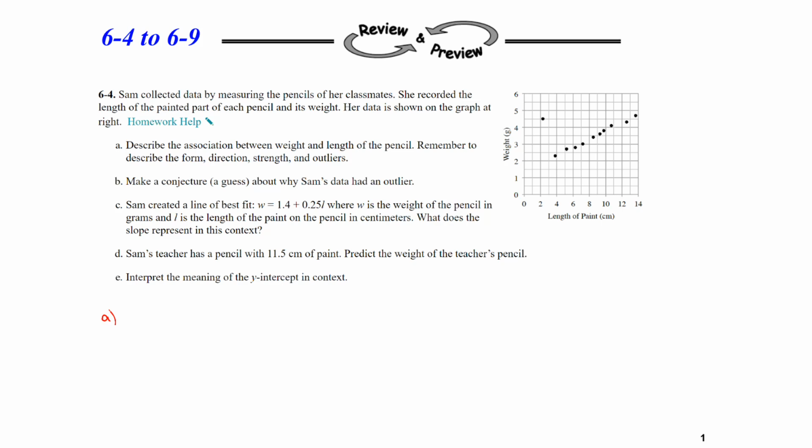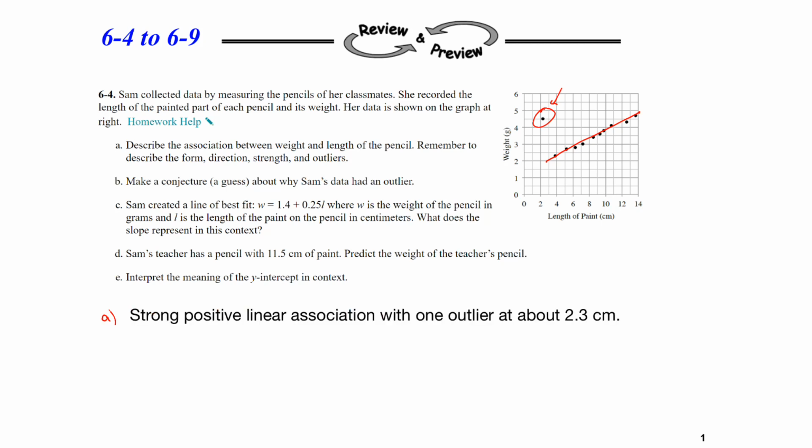Remember to describe the form, direction, and strength, and any outliers that you might have. So if you see the direction here, this is increasing, so this is a positive direction. The strength is pretty strong. The points seem to be pretty well connected, except this one over here, which is an outlier. So we'll talk about that. And then also, the form of it is linear. Okay, so we're going to put all that stuff together to make sure that we're describing the association correctly. So I wrote a strong positive linear association with one outlier at about 2.3 is what sort of looks like there.